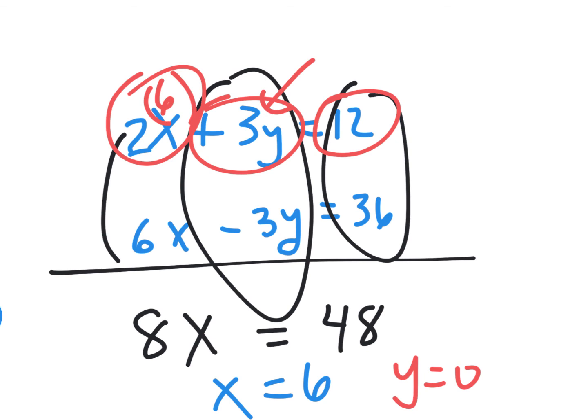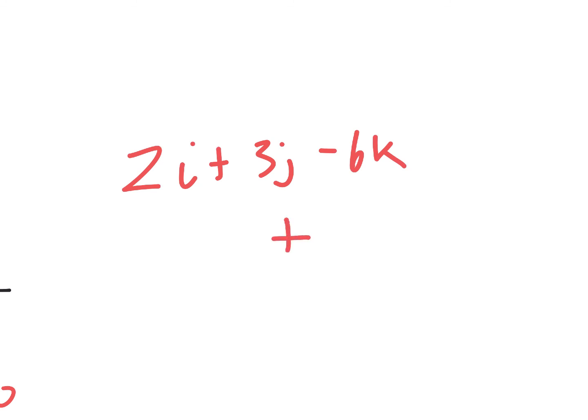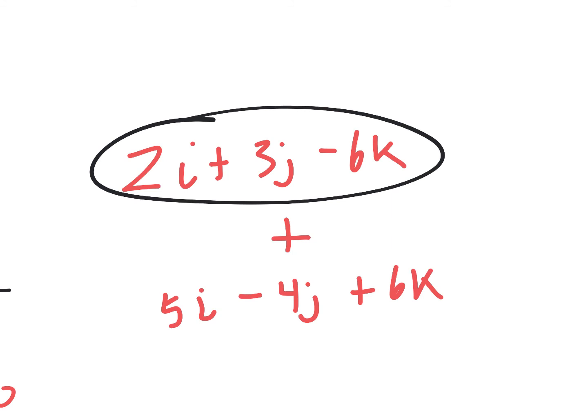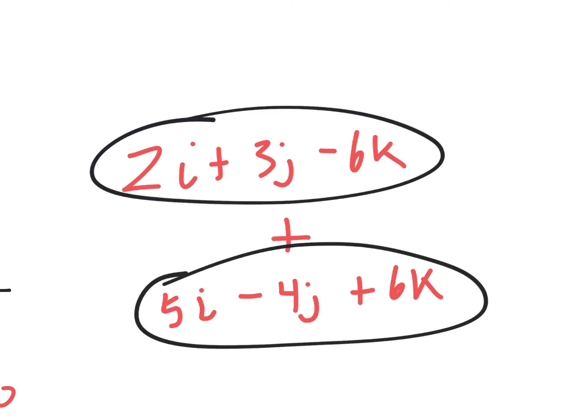All right. So there's a couple algebra skills that are going to be really handy for this unit. And the typical questions are now just asking you, like, do you know what this means? 2i plus 3j minus 6k added to 5i minus 4j plus 6k. And it's like a point in vector space and another point. No, it's a vector in vector space and another vector in vector space, and they're being added together.